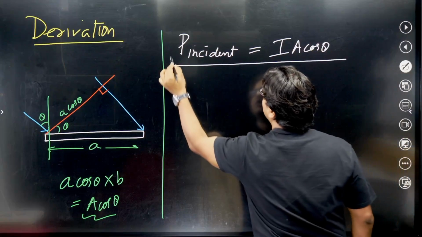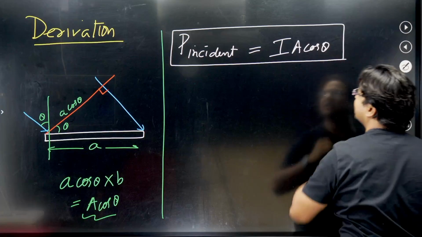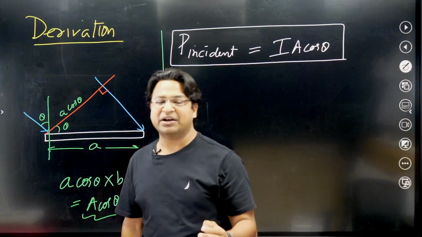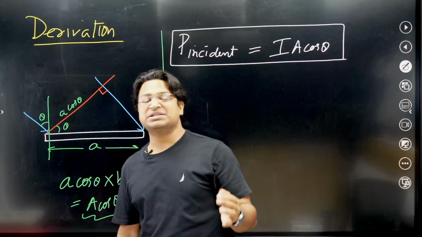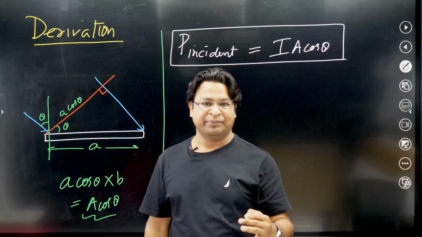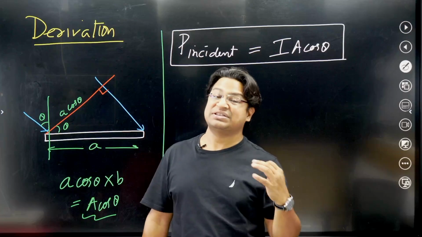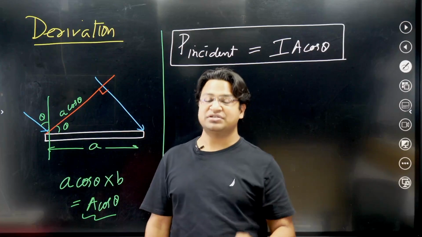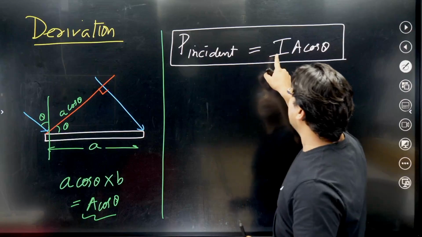And what you can do, you can actually remember this as a standard result, that if there is a parallel beam of intensity I, which is incident at a plane area A, at an angle of incidence theta, then the energy incident on the plate is given by IA cos theta.